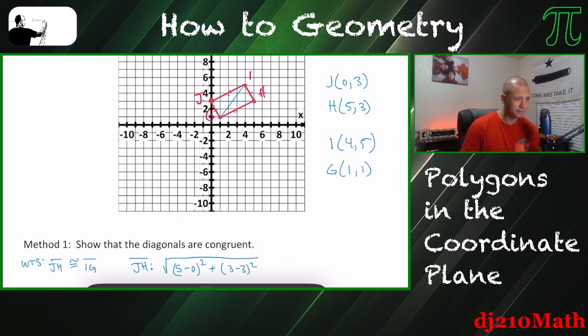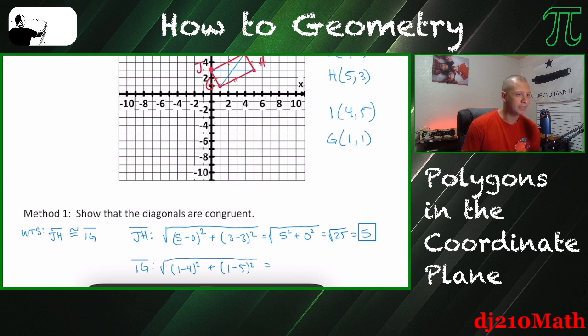So when I take the distance of JH, again, the square root of the difference in x's squared plus the difference in y squared. So this is going to be the square root of 5 minus 0 is 5 squared plus 3 minus 3, which is 0. That's nice. Squared. So 5 squared is 25. And the square root of 25 is 5. So JH, the length is 5 units.